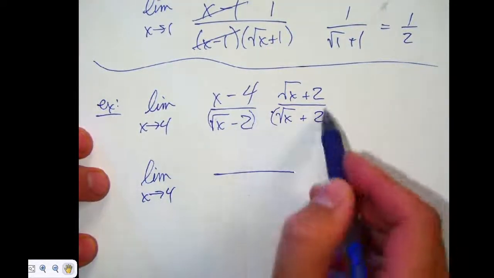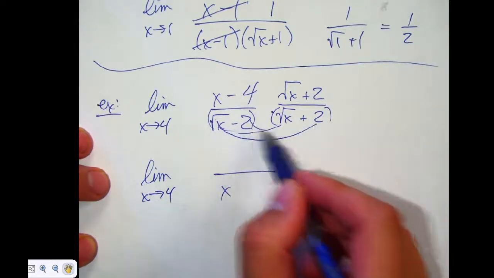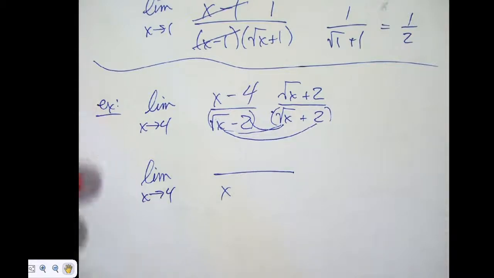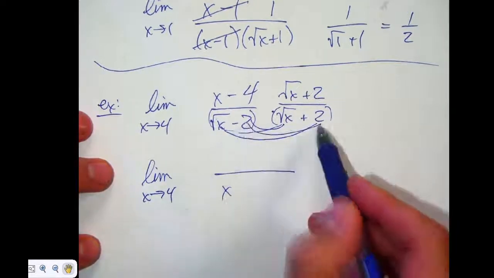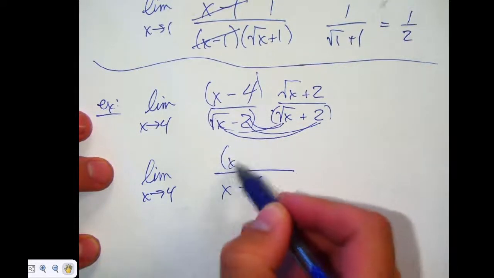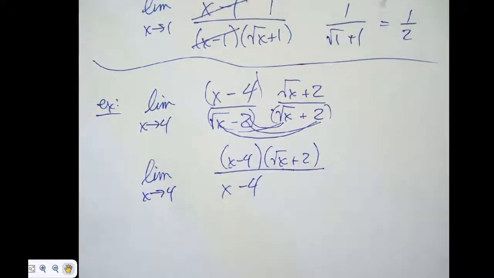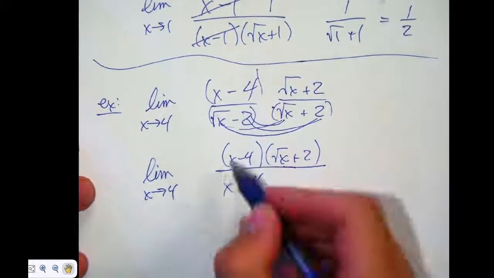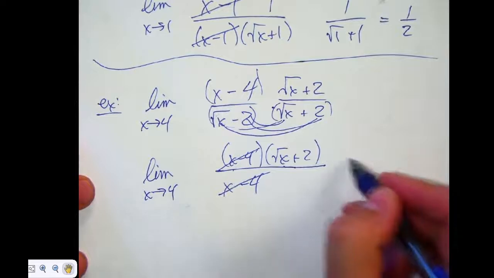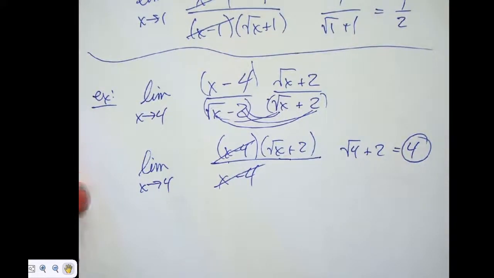So I'm foiling this. Same as before. Square root of x times square root of x is x. The outside and the inside, the OI of FOIL, will cancel. And then that's minus 4. And that clues me in, okay, I should probably just leave that x minus 4 there, because I'll be able to cancel it, whereas if I start distributing, they don't cancel anymore. Those go away. Now I can plug in. Square root of 4 plus 2 is 4. Somebody had 4.